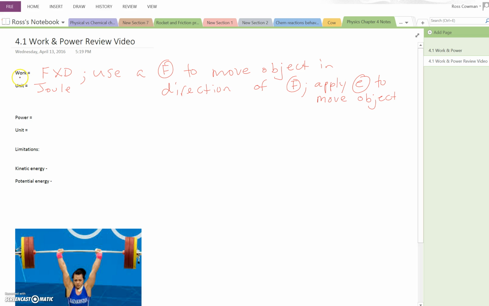So to get us started with a definition and the equation of work, work is force times distance with a unit of joules. The whole definition is really to use a force to move an object in the direction of that force. Essentially, it's applying energy to move an object, right? It's force times distance.